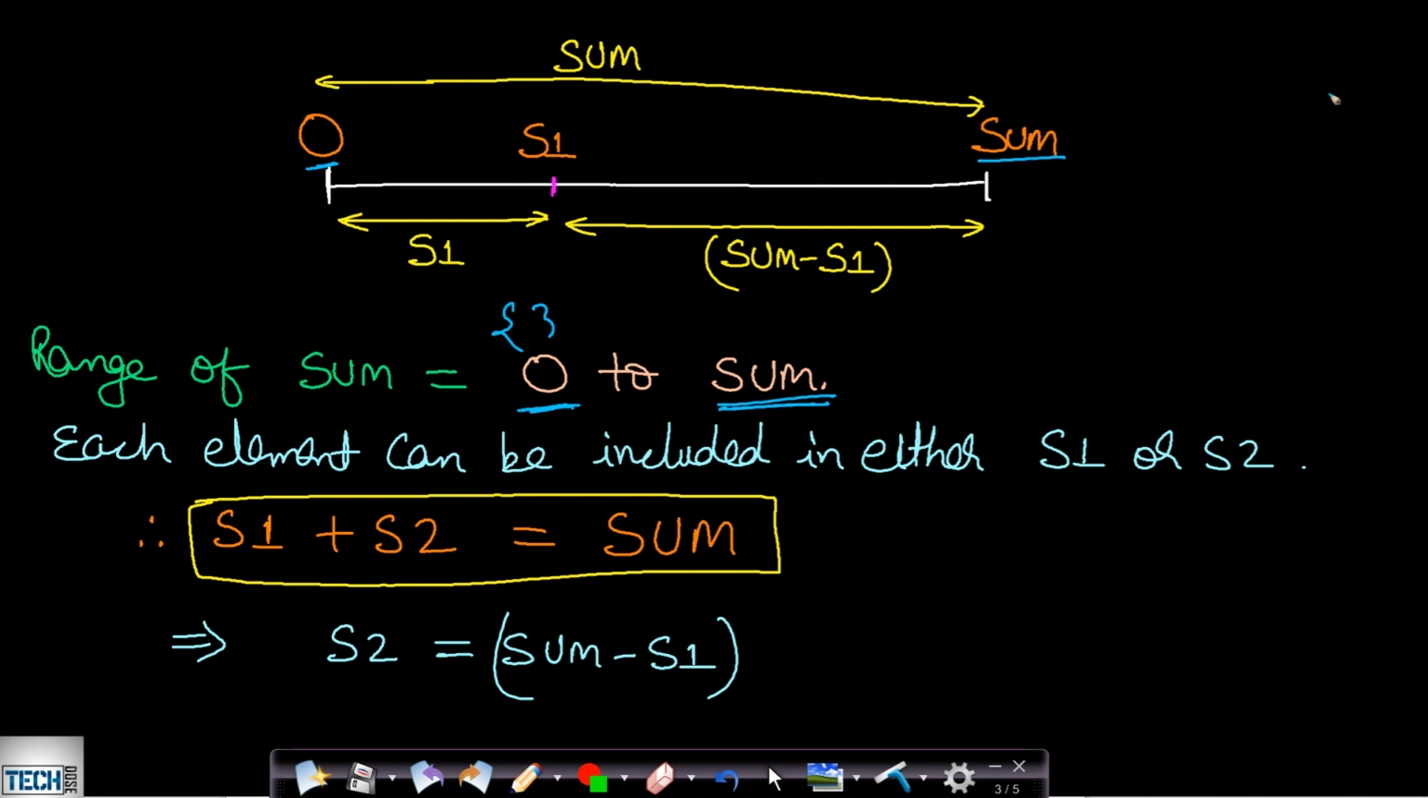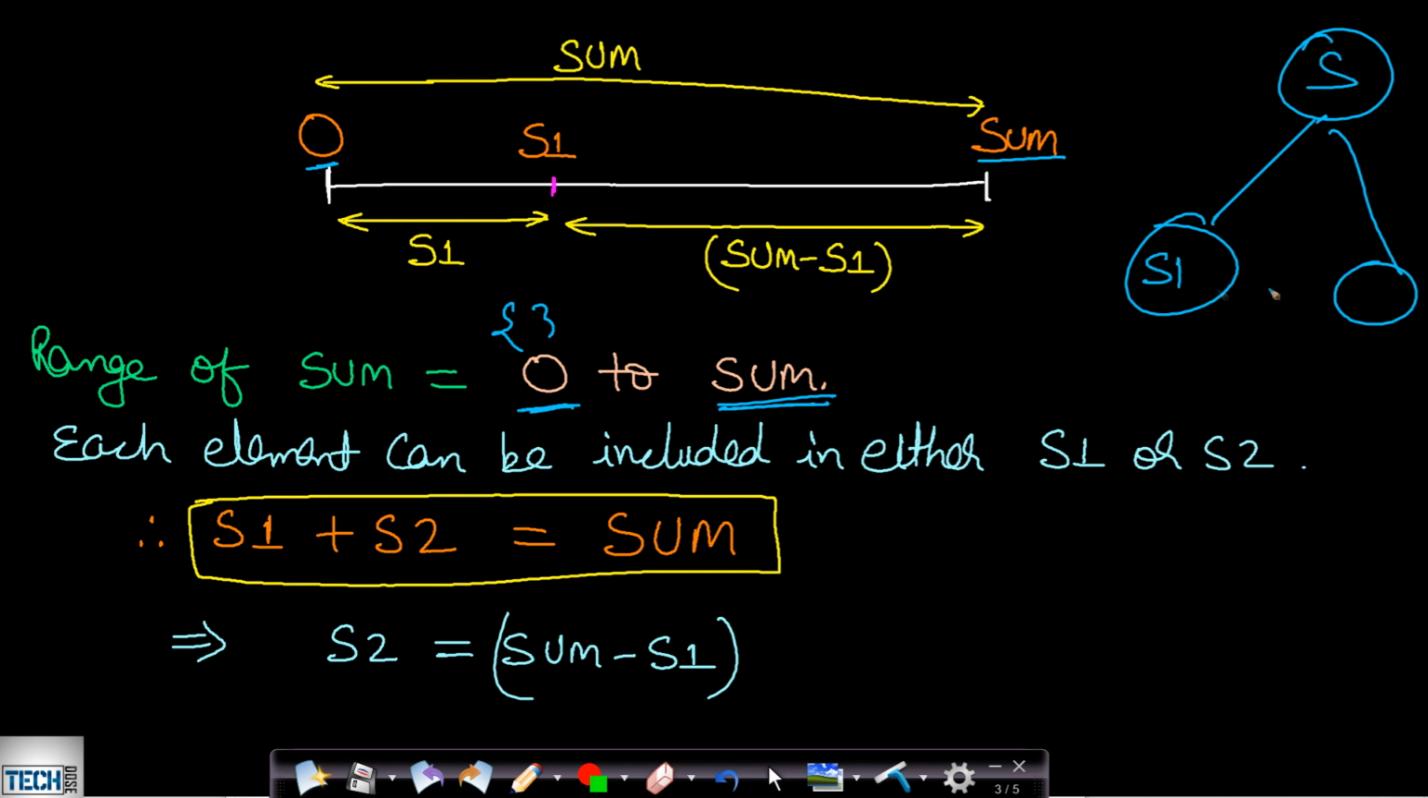Now if a set is divided into two subsets, so this is set S and this is divided into S1 and S2. It will always be true that if you are following the 0-1 knapsack property, then each element of S can either go to S1 or S2. So the sum of both these subsets will come out to be equal to S. This will always be true.